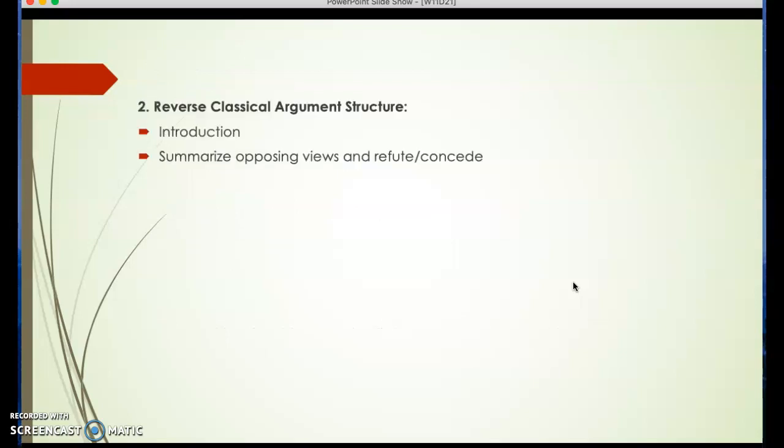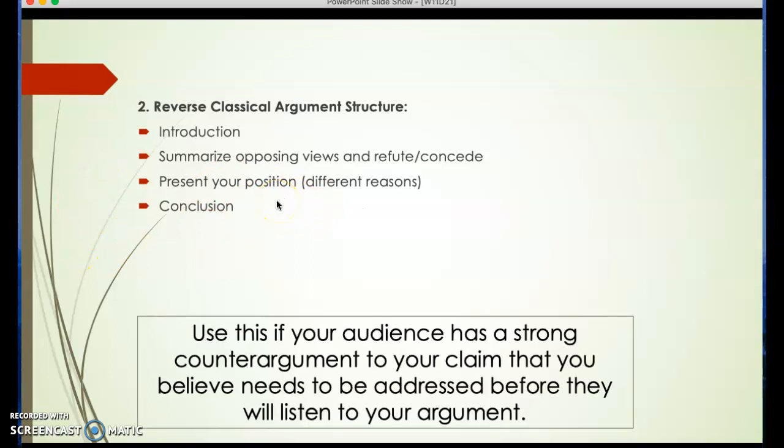Now, the reverse classical argument structure actually flips this on its back. So you would introduce your topic, and then you would talk about the opposing views and either refute or concede to those. So your counter argument actually comes in the beginning, and then you would present your position on this issue and the different reasons for that position, and then you would conclude your argument.